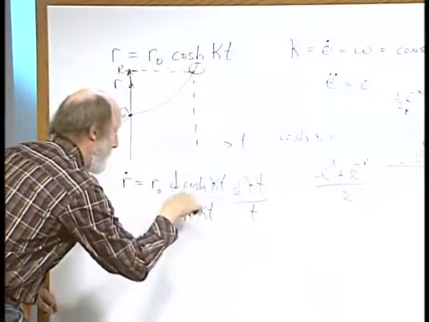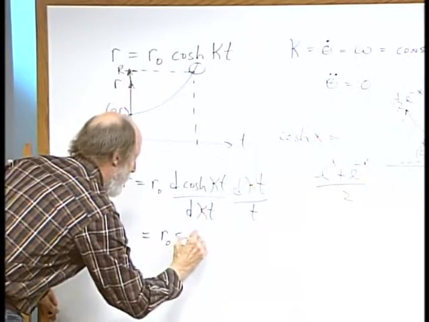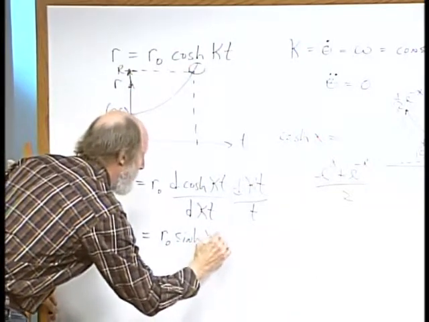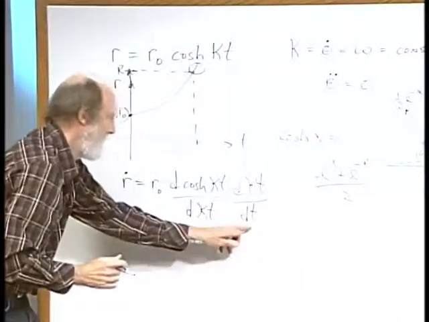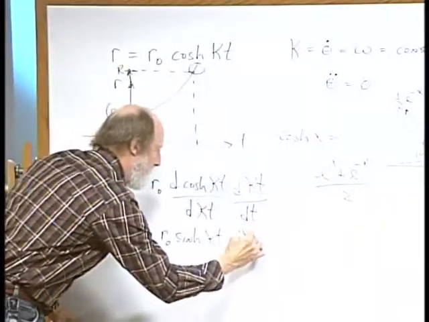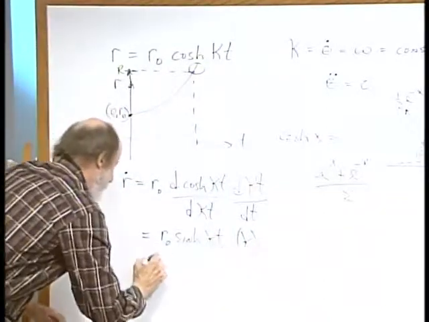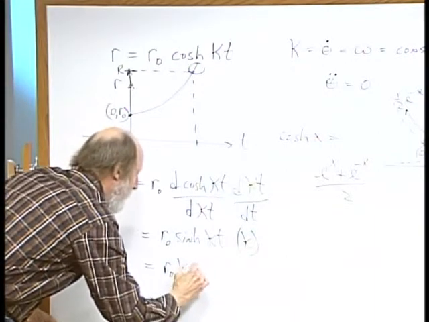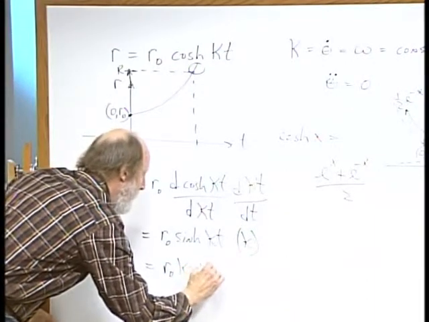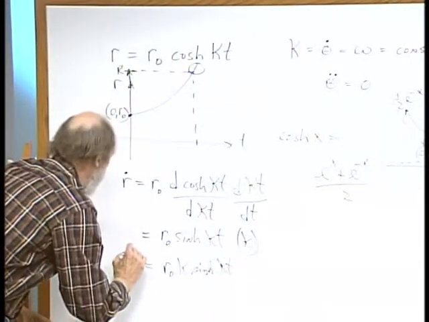And the derivative of cosh is sinh, so we end up with R naught sinh of kappa t times the derivative of kappa t with respect to t, which is kappa. And so we'll move that up forward here. So we have R naught kappa sinh of kappa t for the R dot term.